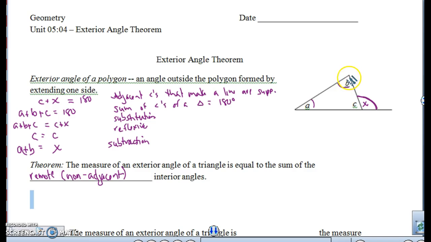If I extend this side right here, and I'll call this angle Y. All right, for example, we knew that the measure of angle X is equal to the measure of angle A plus the measure of angle B. If I pick the measure of angle Y, what two angles would be the measure of angle Y? Well, let's see. The remote interior angles are the ones that are not next to it, so it would be A plus C.